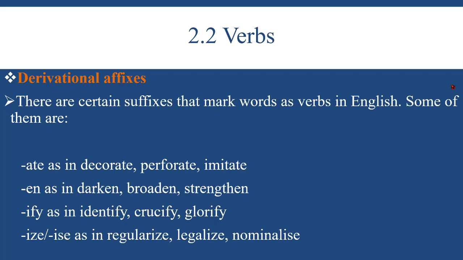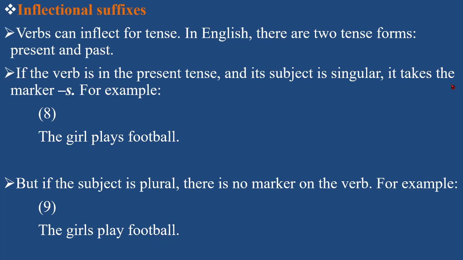And of course, they are derivational because we use them to form new words. Inflectional suffixes. Verbs can inflect for tense. In English, there are two tense forms. We have present and past. So if the verb is in the present tense and its subject is singular, it takes the marker -s. For example, the girl plays football, -s of the present. Okay, that's something we use for verbs. But if the subject is plural, there is no marker on the verb. For example, the girls play football. So there is agreement between the verb and the subject, which is girls.